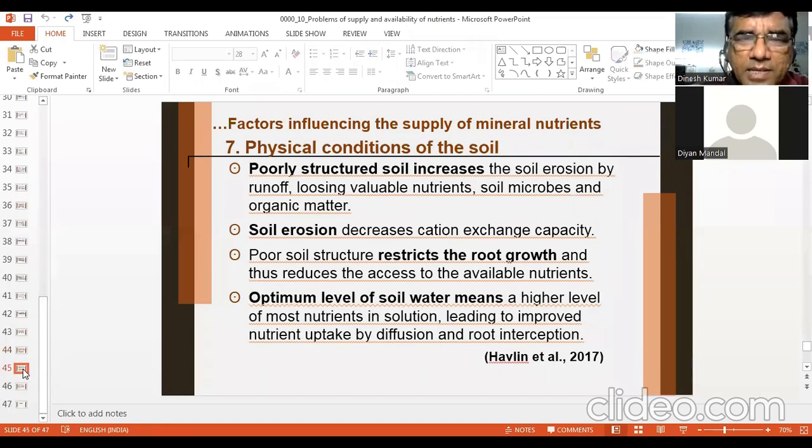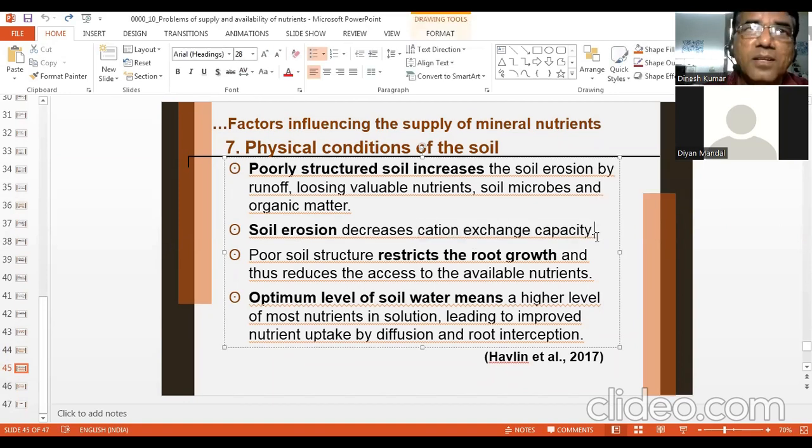So then the last thing is the physical condition of the soil. Physical condition of the soil will also affect the nutrient supply to the soil solution. Poorly structured soil increases soil erosion by runoff, losing valuable nutrients. Means even your soil solution will go away. It will move away from the soil along with the erosion, losing valuable nutrients, soil microbes, and organic matter. So erosion can disturb the availability of nutrients, and it decreases the cation exchange capacity also, because minerals and organic matter are also removed from the topsoil.